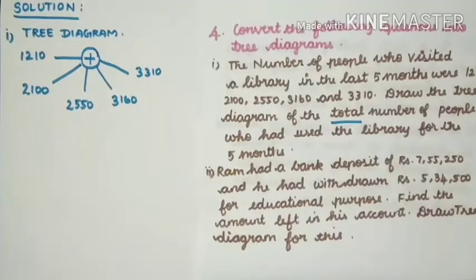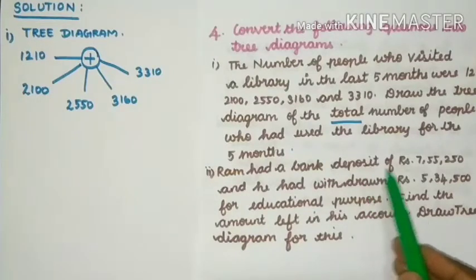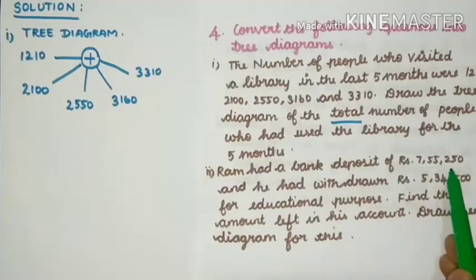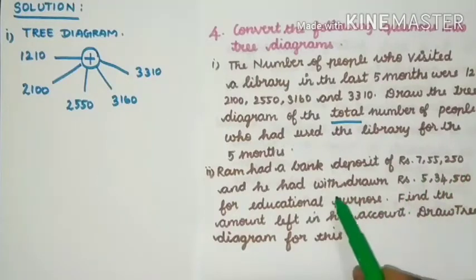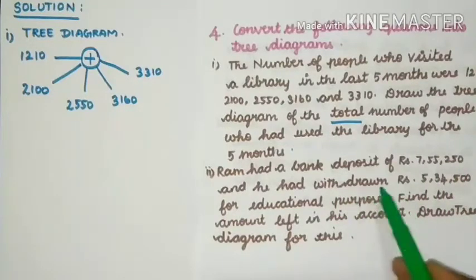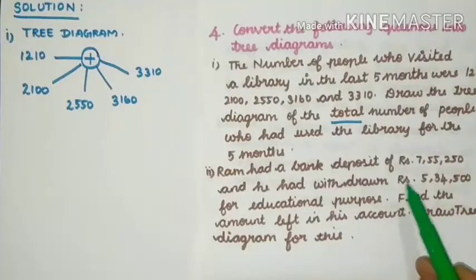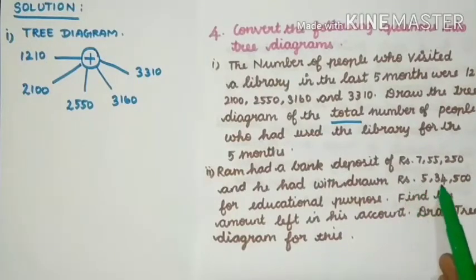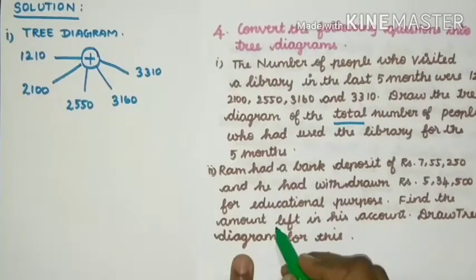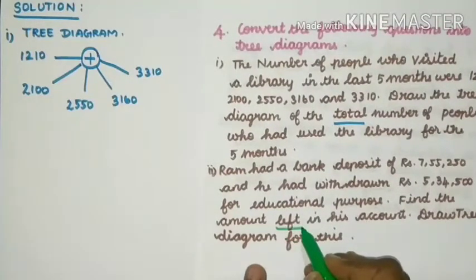Here the given question is, Ram had a bank deposit of rupees 7,55,250. Afterwards, he withdrew. Here the word withdrawn represents what? Yes, he took away the money, rupees 5,34,500 for educational purpose. We have to find the amount left. Here the word left represents the keyword subtraction.